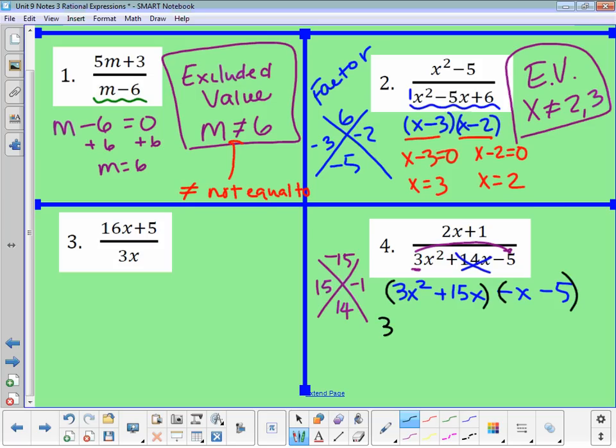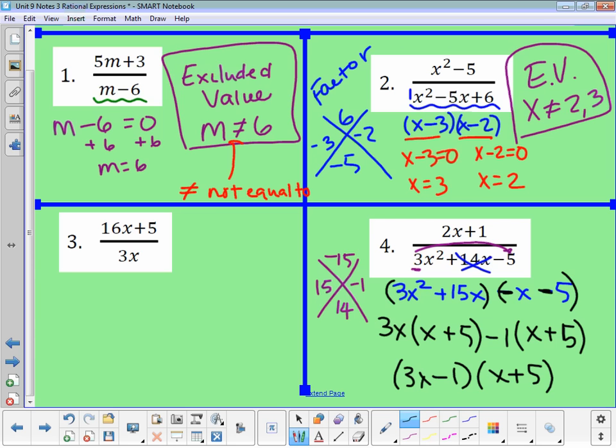I can take out a 3 and an x from the first set. So I have 3x on the outside. That leaves me with x plus 5 on the middle. In the second set, I can take out a negative 1, which leaves me with x plus 5. So the factored form is 3x minus 1 and x plus 5.